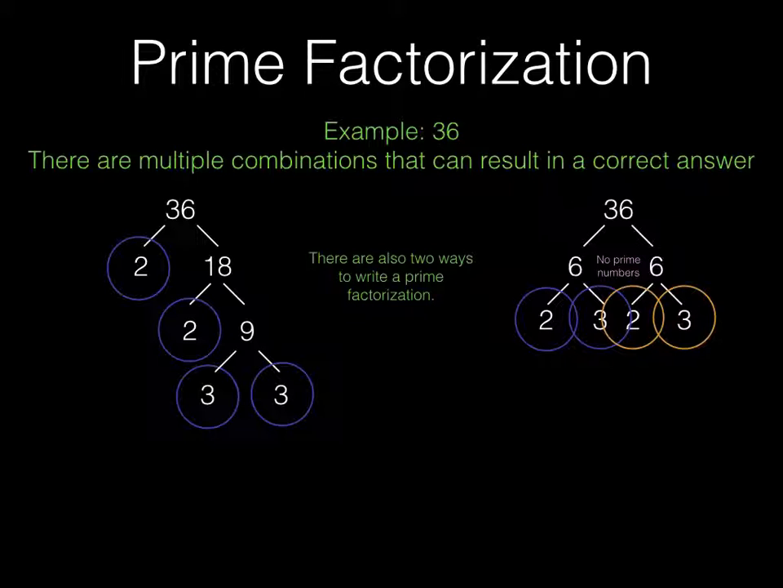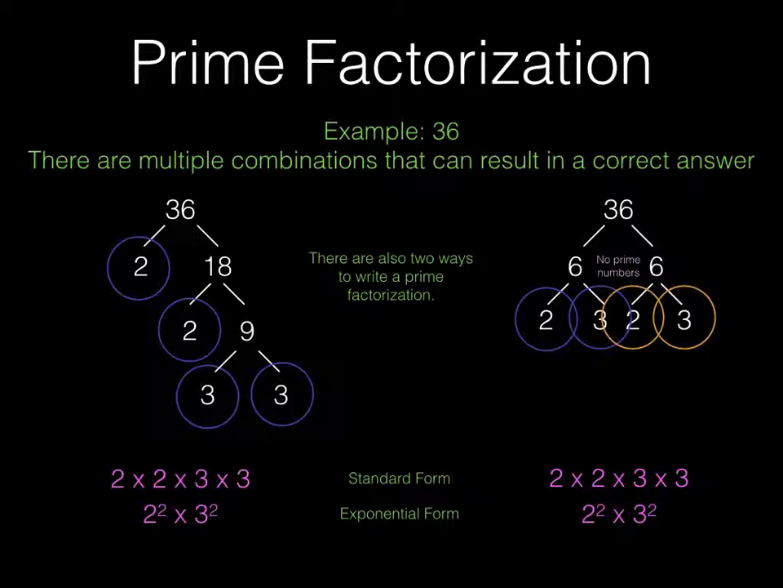Now to write this, there are two ways you can write your prime factorization. The first way is called standard form. So I would just write 2 times 2 times 3 times 3. My other way is exponential form, which is 2 to the power of 2 times 3 to the power of 2.